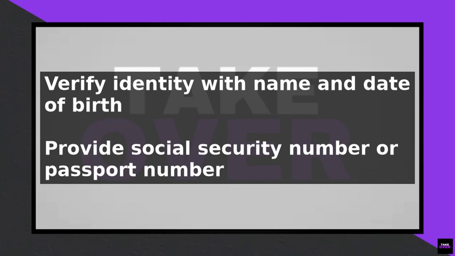Make sure to follow the steps carefully and provide accurate information to avoid any issues with your account. Additionally, be aware of the transaction fees and limits to ensure a smooth experience.